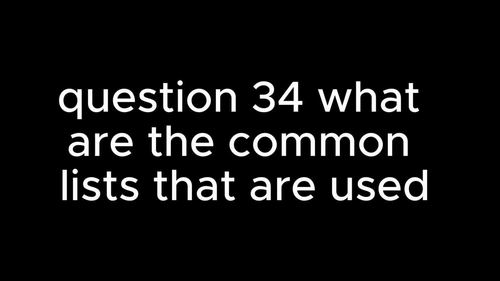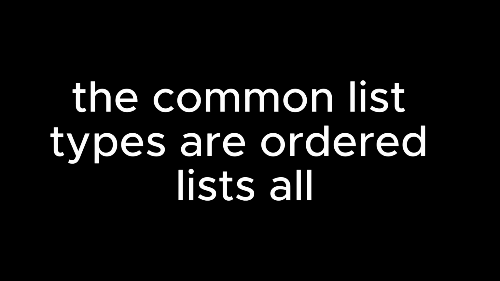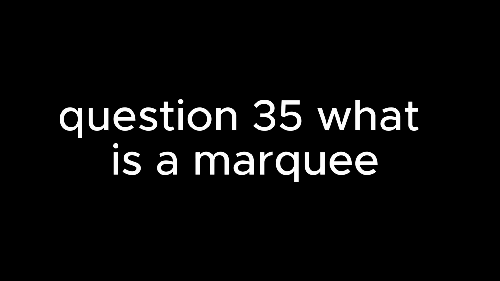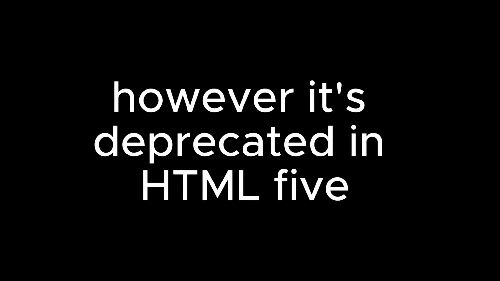What are the common lists that are used when designing a page? Answer. The common list types are ordered lists, OL, unordered lists, UL, and definition lists, DL. Question 35. What is a marquee? Answer. Marquee is a scrolling display of text and images on a web page. However, it's deprecated in HTML5.